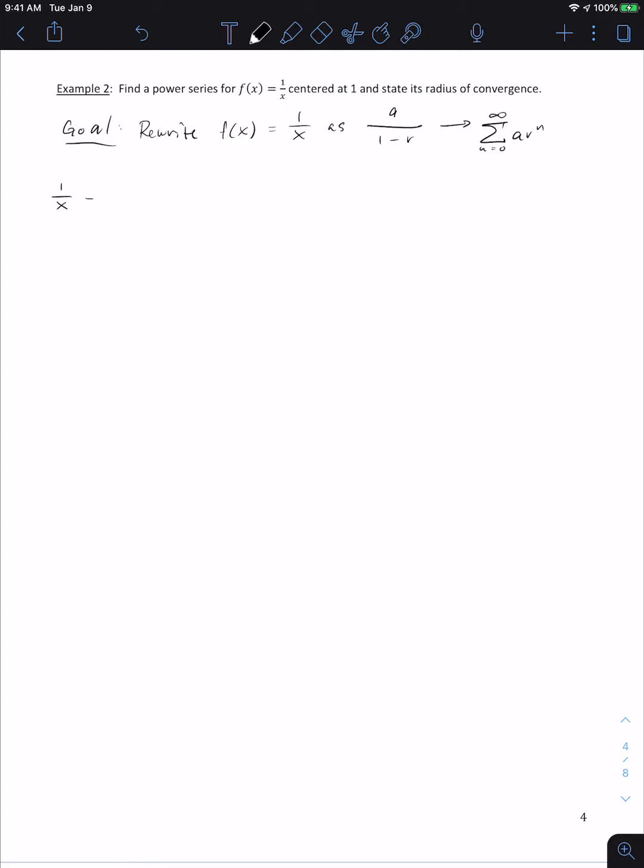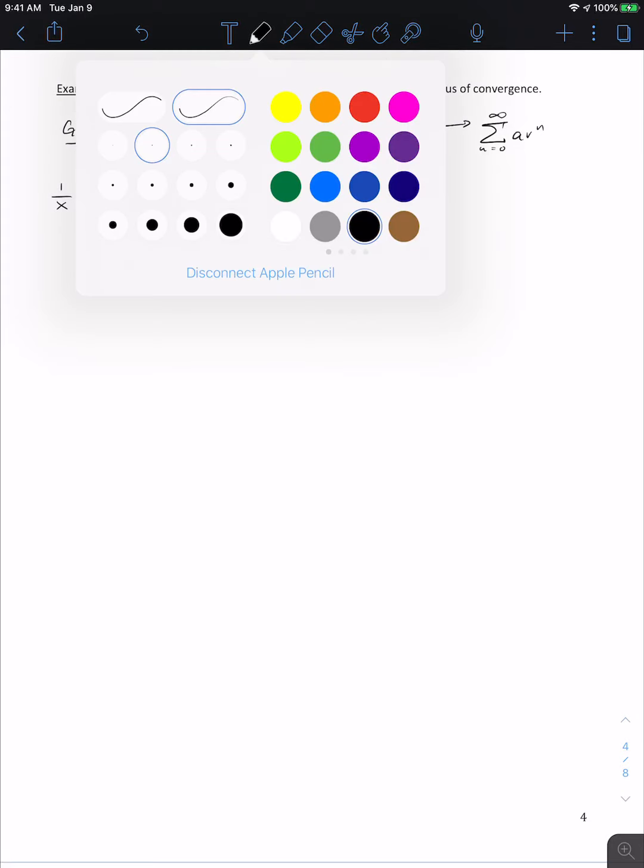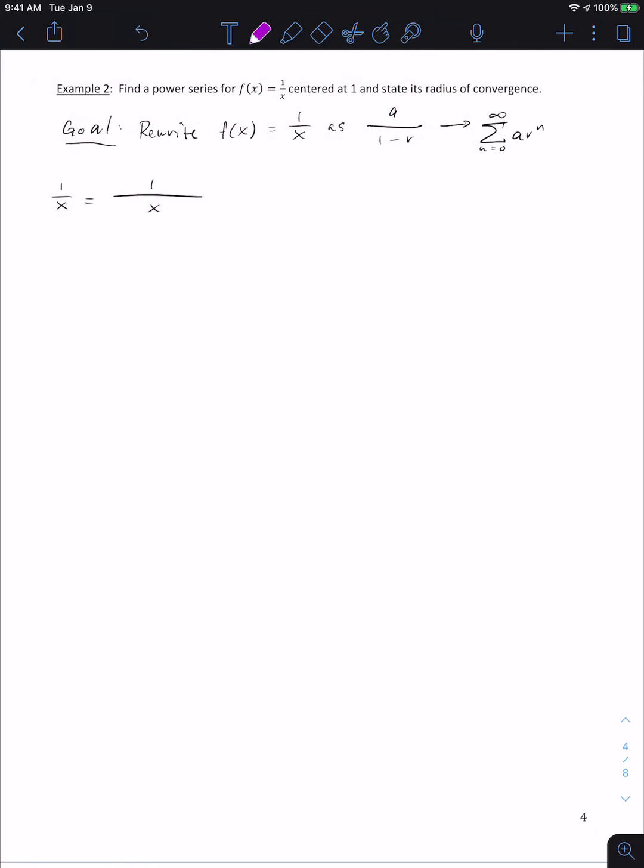and now I'm going to rewrite this. I need something minus x in the denominator. So what I'm going to do is add and subtract the same thing to the denominator. I have x here, and remember that I want to have this centered at x equals 1. So in other words, what I want right here is x minus 1. Because if I have an x minus 1 there, then I know that I'm centered at x equals 1.